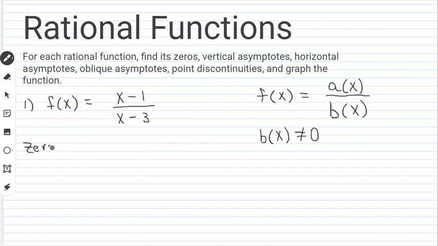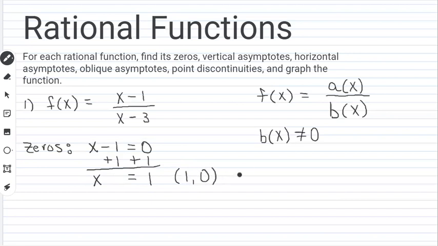And the way we do that is we're going to set the top equal to 0. The top of the fraction is x minus 1. So I'm going to set that equal to 0 so we can find out what our zeros are going to be. So we get x minus 1 equals 0. To solve this equation, I'm going to add 1 to both sides so we can get x by itself. Once I add 1 to both sides, I get x equals 0 plus 1, which is 1. So x equals 1 is going to be our 0, and we can write it as (1, 0).